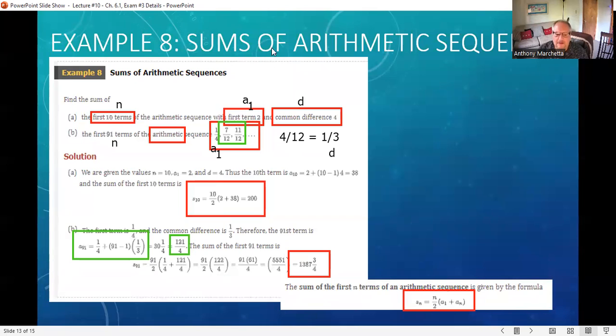which is going to be the same as the model we saw earlier, where we plug it into this part. S sub n equals all of this, where 91 is the n, it's over 2, and it's times the first term, 1/4, plus the last term, which in this case we've talked about is 121 over 4. You do your math, and you get your sum. This is the sum here.